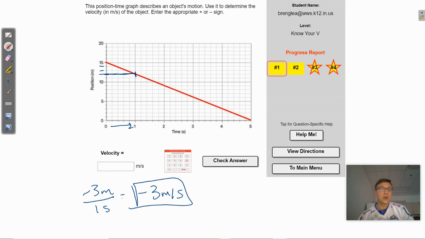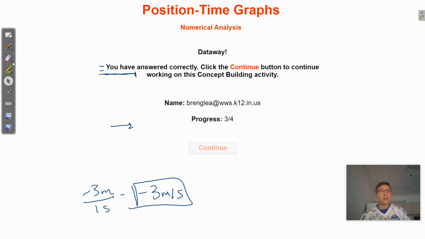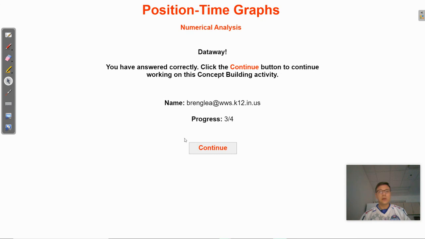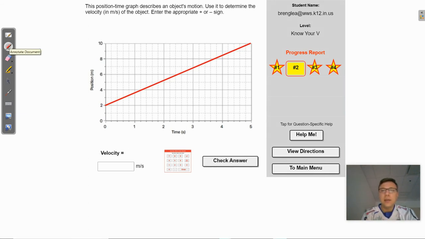Okay. Now, if we had gone through the whole process of calculating the slope again, it would give us the same thing. So we'll check our answer there and we get it correct, which is great. Since that one went quick, let's go ahead and do this last one here. So now we're back to a positive displacement.